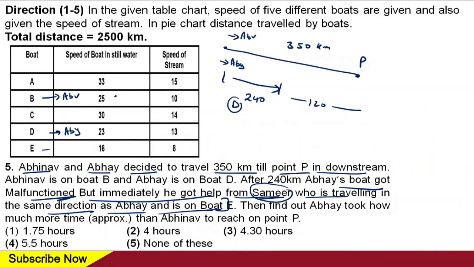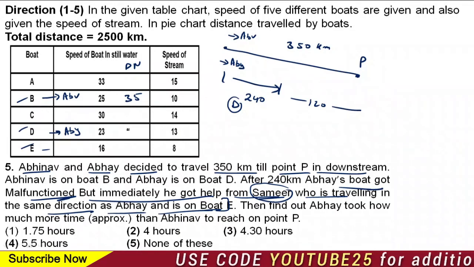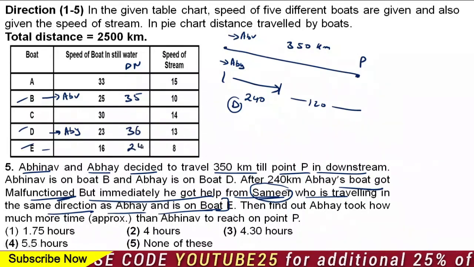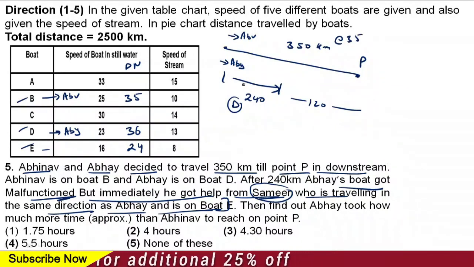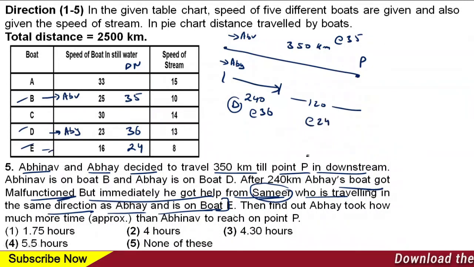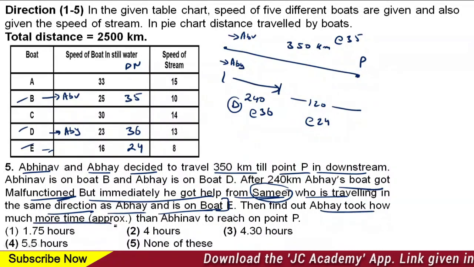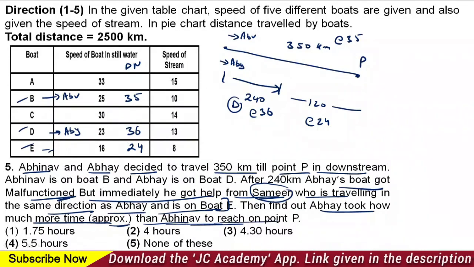Now from this particular chart, we can calculate the downstream speeds for boats B, D, and E as well. This comes down to 35, this comes down to 36, and this comes down to 24. So Abhinav's boat is at the rate of 35. The first part, the 240-kilometer distance covered by Abhay in his own boat, will be at the rate of 36, and the remaining at the rate of 24 because he's sharing Samir's boat. Then find out how much more time Abhay took approximately than Abhinav to reach point P.